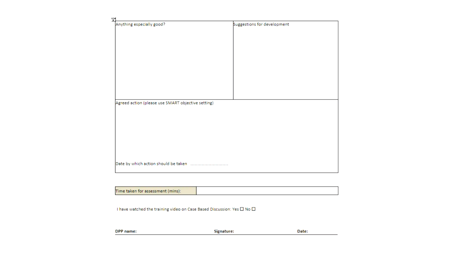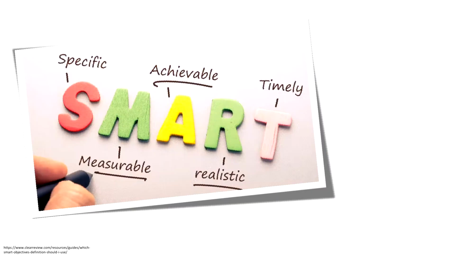And then the agreed action plan. So even if the student is doing everything perfectly, there's always going to be an action plan for how the trainee can develop or maintain their prescribing competence. And we ask that you do this agreed action plan using SMART objectives. So SMART objectives are specific, measurable, achievable, realistic, and timely.